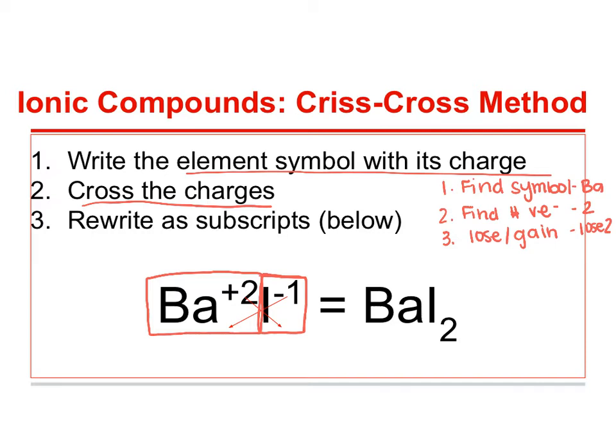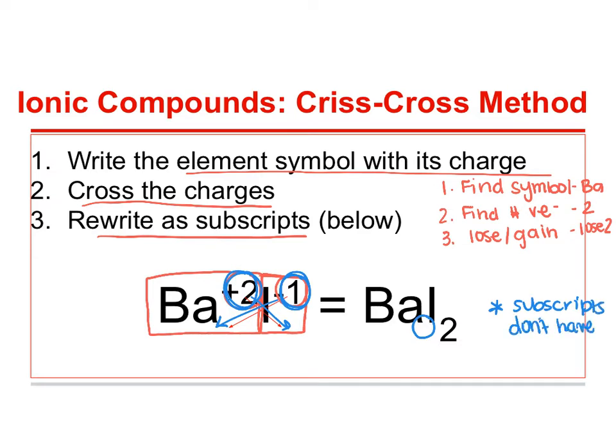We're going to take these superscripts, which are the numbers up above, and we're going to cross them down to subscripts. So we're going to rewrite them as subscripts down below. So Ba will get the 1, and I don't write 1s, so there's nothing here. And I will get this 2. Notice when you rewrite, subscripts don't have charges. There's no plus or minus on those subscripts. You're just bringing the number down. Okay, let's try another one.